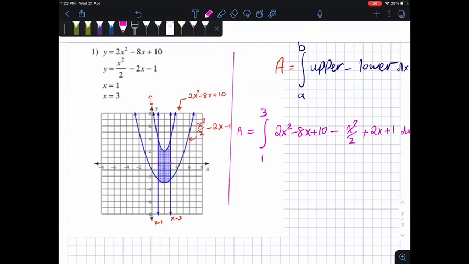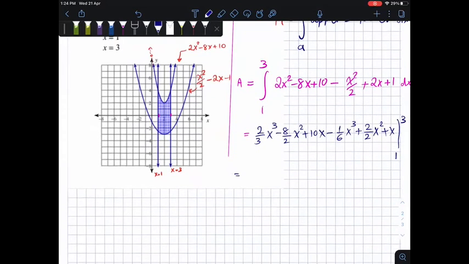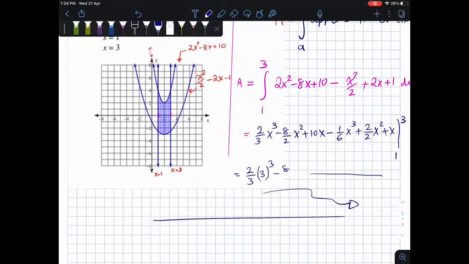And then integrate each term separately by adding 1 to the exponent and dividing by the new exponent. So it's 2 over 3 x cubed minus 8 over 2 x squared plus 10x minus x cubed over 6, 1 over 6 x cubed as you like, plus 2 over 2 x squared plus x, and this all from 1 to 3. You should plug in 3 for each x we have in the question, and then, of course, guys, you have to substitute 1 and then use your calculator, so you can pause the video and do it.